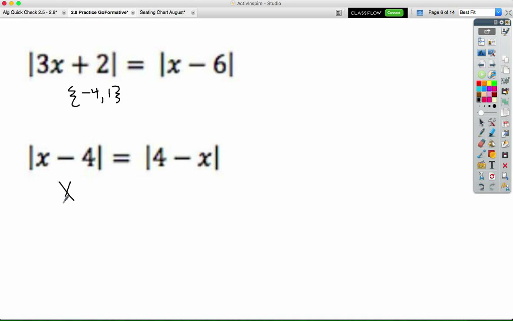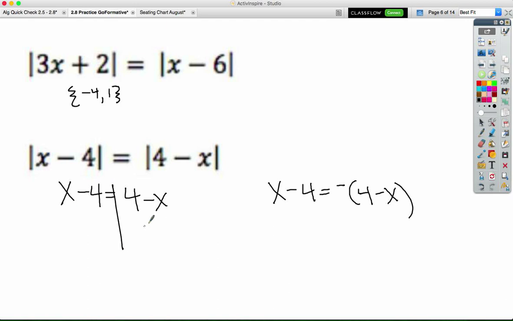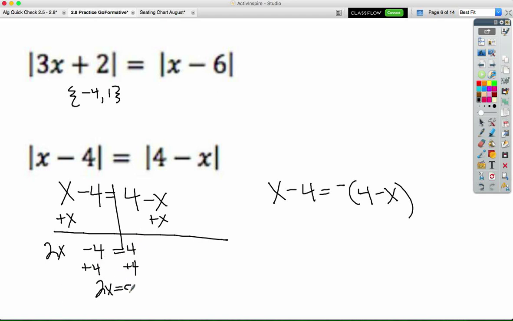We've got x minus 4 equals 4 minus x, and then we've got x minus 4 equals negative 4 minus x. So on this one, we're going to add x to both sides to get our common terms together using inverse operations. Got 2x minus 4 equals 4. Add 4 to both sides. 2x equals 8. And when we divide both sides by 2, the first answer we get is x equals 4.